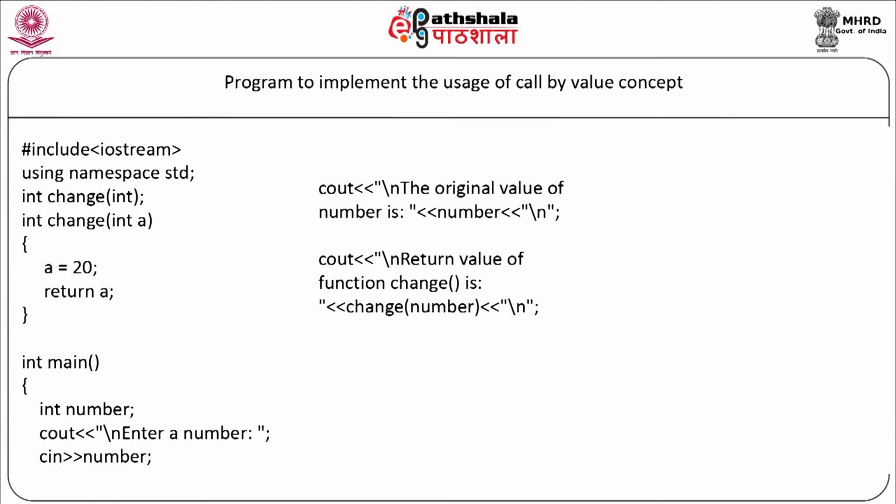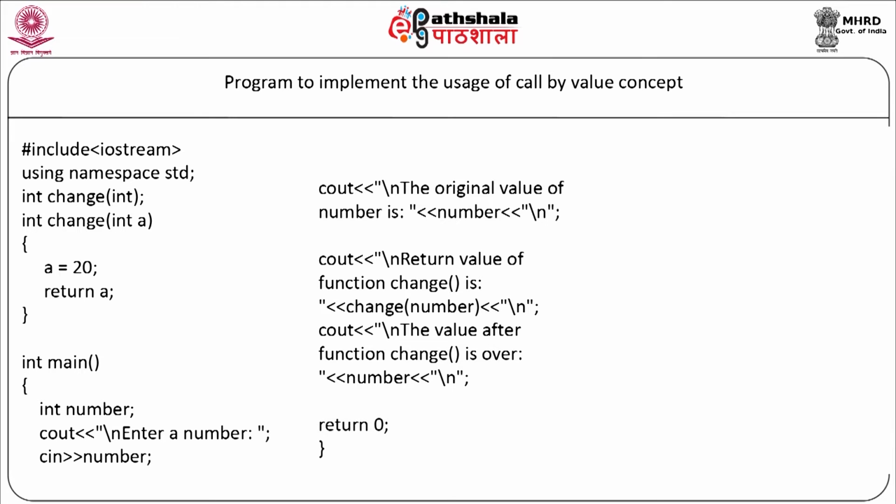Here we are giving a call to the function change where number is passed as an argument and whatever is the return value will be displayed on the screen. Cout, the value after function change is over, and we are displaying back the value of number. Return 0 and our main code will be over.